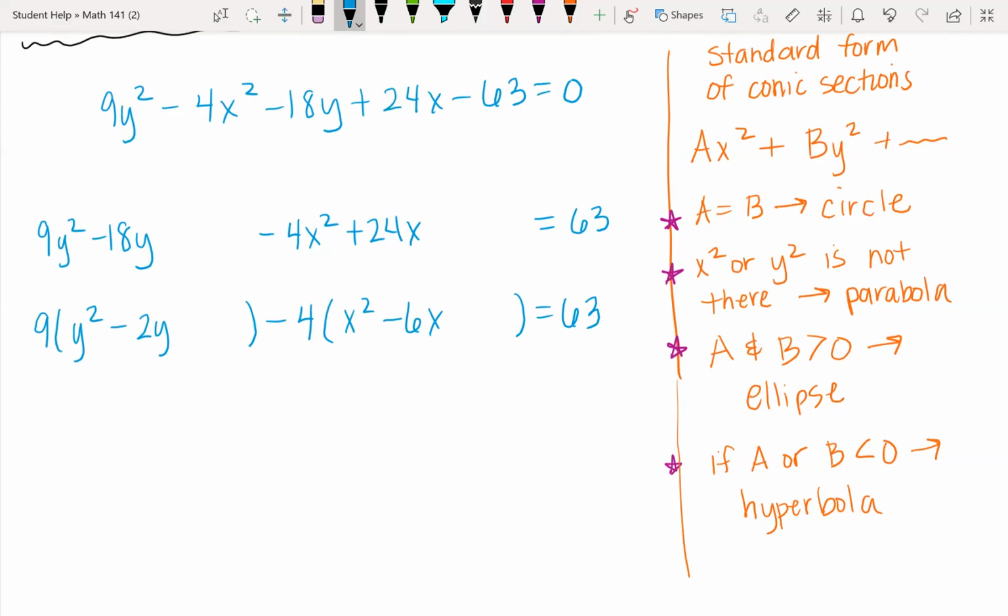Okay, and then to complete the square, I look at the middle term. In the first example, it's a minus 2. You take half of that, which is -1, and you square that. So I'm going to add 1 here. Now, really, I've added a total of 9, so I've got to balance that out by adding a 9 on the right-hand side as well.